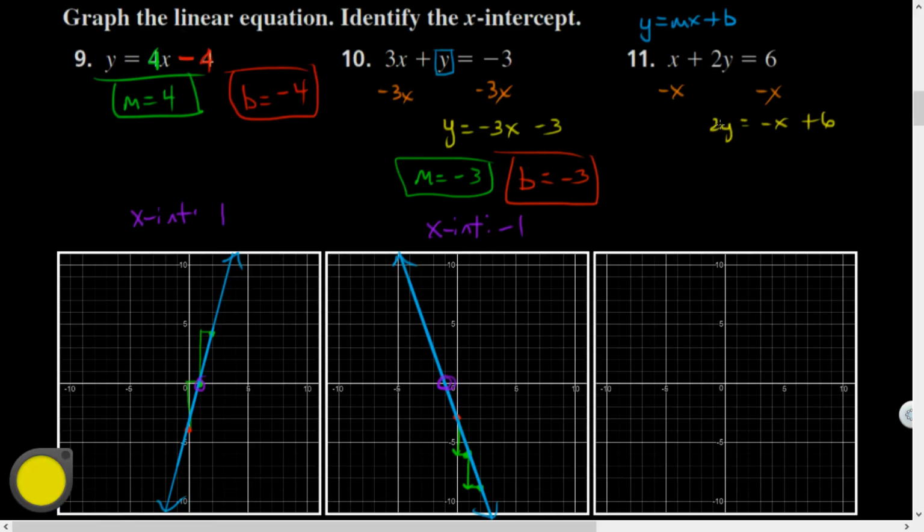How do I get the y by itself? It's being multiplied by 2. Bam! He knows what's up. Divide by 2. Everybody divide by 2. So I get y equals, and watch this. Instead of writing -x over 2, I'm going to write this as -1/2 x plus, what's 6 divided by 2? 3. I agree.